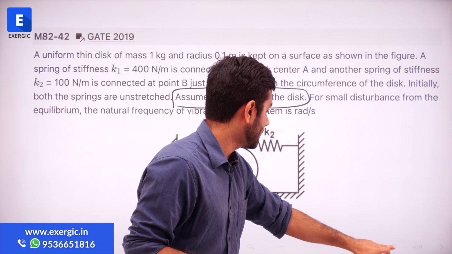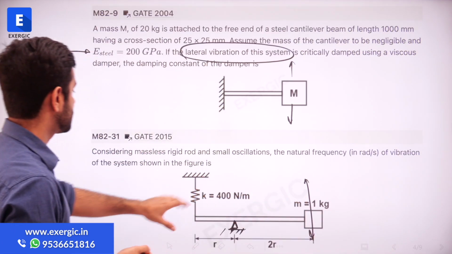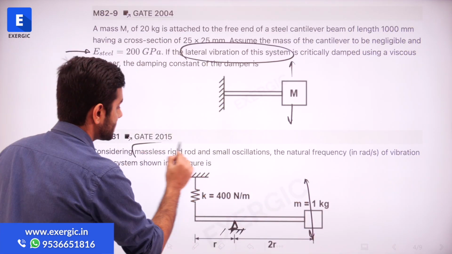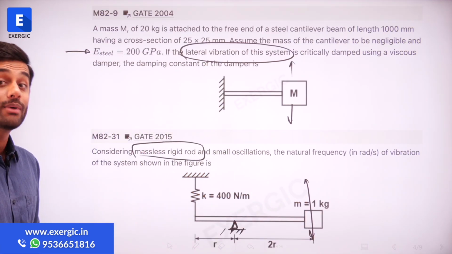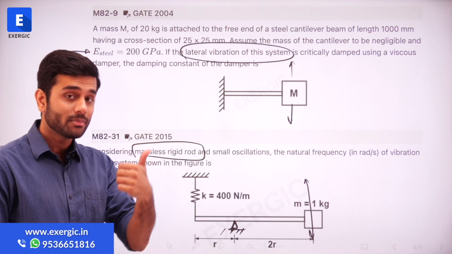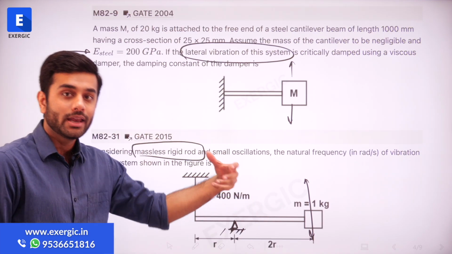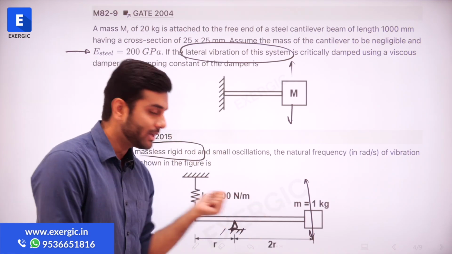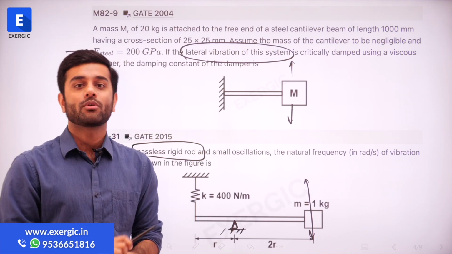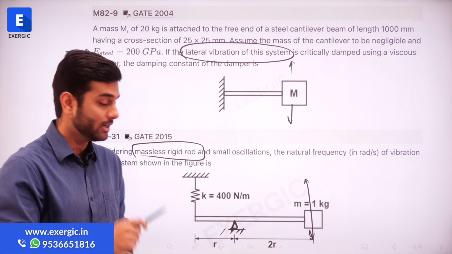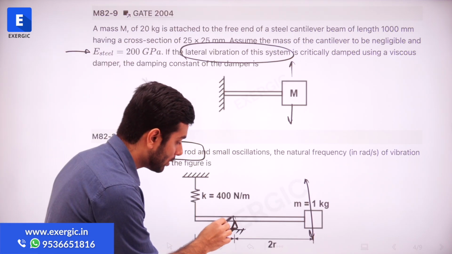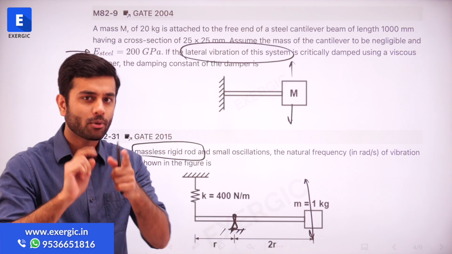Even if I look at other questions, for example this question, it is telling you the massless rigid rod. But if the rod is not massless, if mass is given, then this rod also will have a component in providing the inertia. Again, that moment of inertia, you need to take about this point. You need to convert that properly, right?